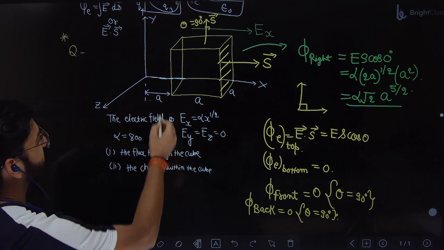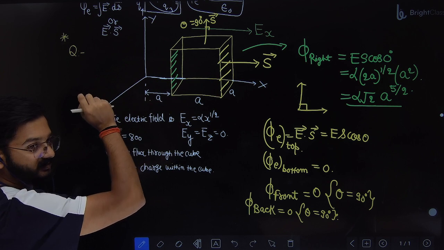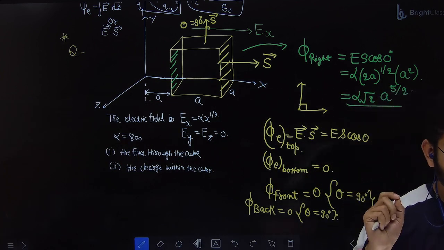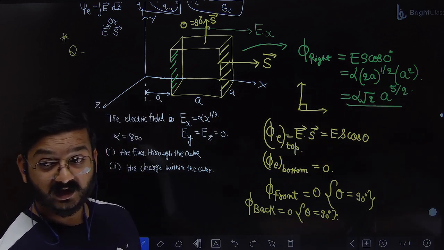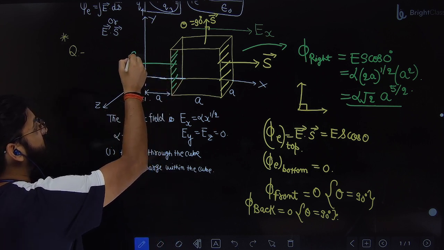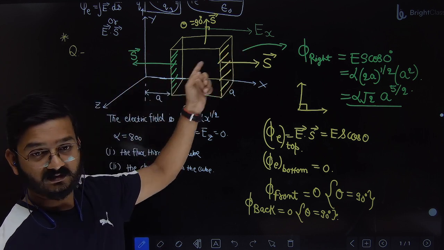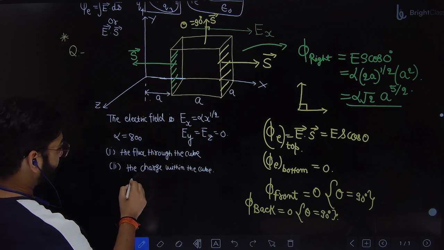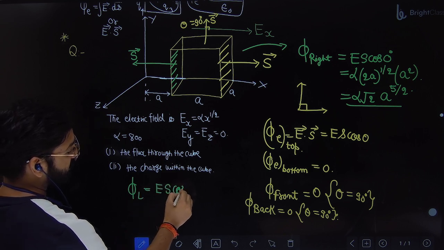Now which one is left? This one. Where will be the area vector? Right side or left side? Left side. Why left side? Because area vector is always perpendicular to the surface and outward, not inward. Perpendicular and outward. So which one will be outward? Left. Area vector will be this side. So what is the angle between the area vector and electric field? 180 degree. They are anti-parallel. Okay. So for the left surface, it will be E S cos 180.